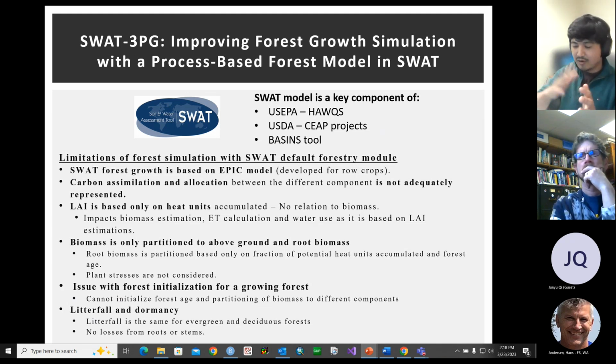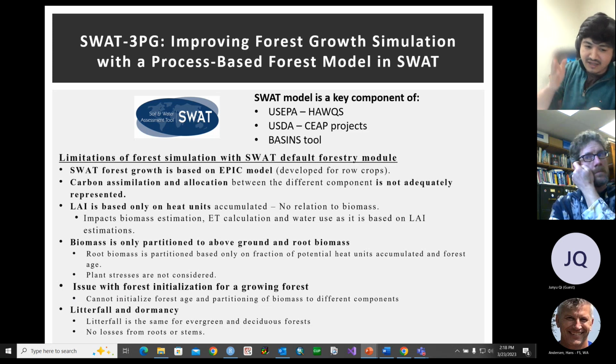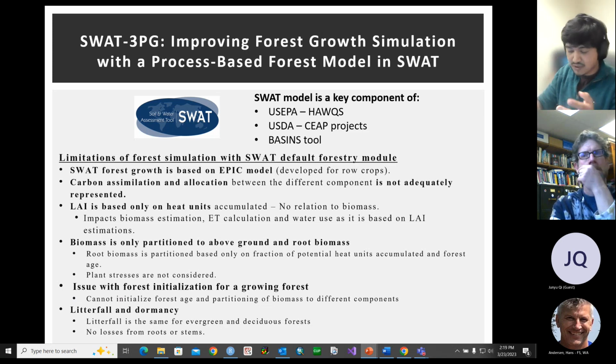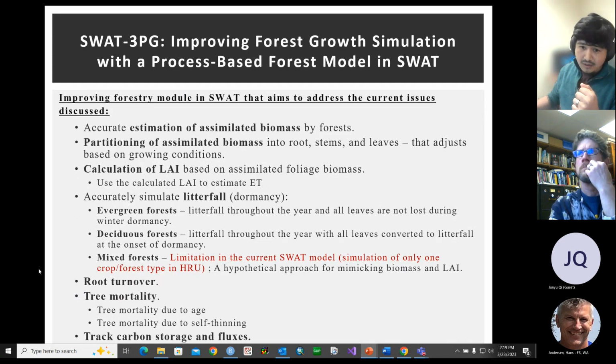So there was an issue, and there are other issues related to litter fall, dormancy for different forest systems, right? Like basically the evergreen, the deciduous, and the mixed forest systems. So that is what we try to improve, right, in this SWOT model. And again the goal is so that we can represent this terrestrial carbon simulation from the forest ecosystems properly, right? And as I mentioned the issues before, so this is what we did.